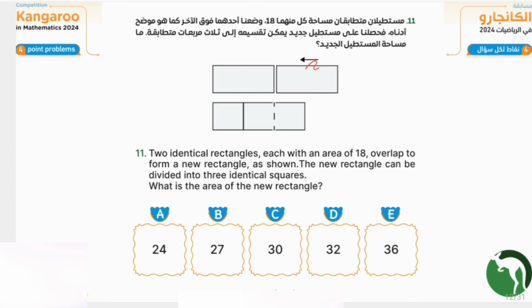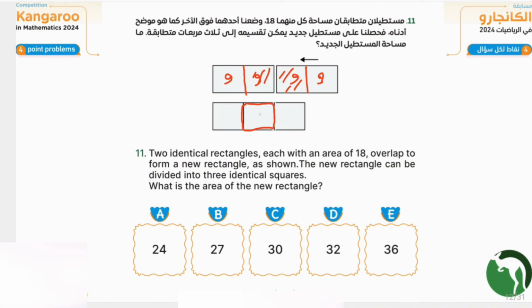Now we know that each one of them has an 18 as an area. So if we divide, for example, the first one into two squares and the second one into two squares, now this 18 will be divided into two areas here. So we will have 9 here and 9 here, and also 9 here and 9 here. Now if we put this square above this one, we will obtain this new rectangle, and these two areas will be here in this place.